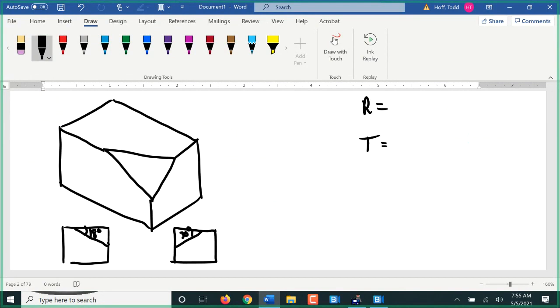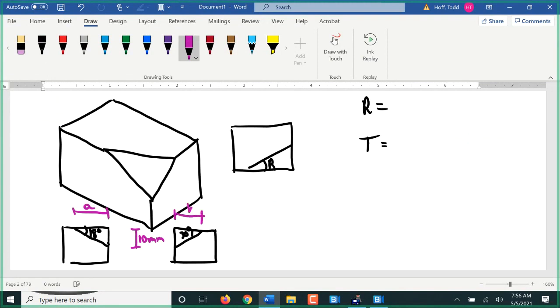We need to find our rotation and tilt here. Our rotation, we get this from the top, it's just going to be this angle right here. Find that, we need to find some dimensions. Once again, I'm going to call this depth 10 millimeters. I'll find dimensions A and B here.